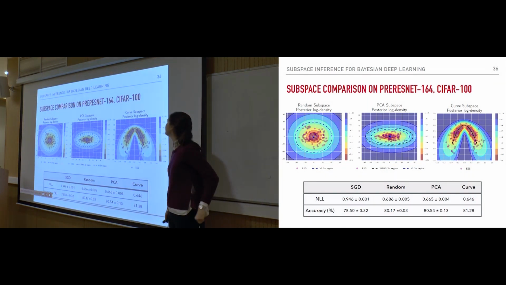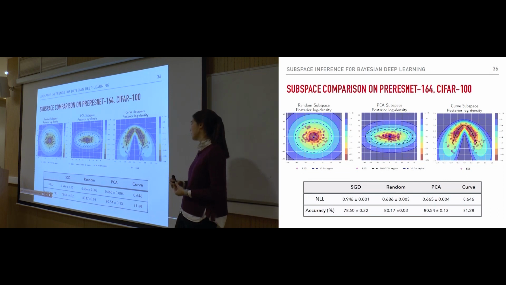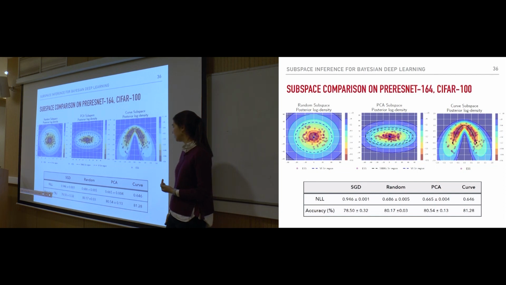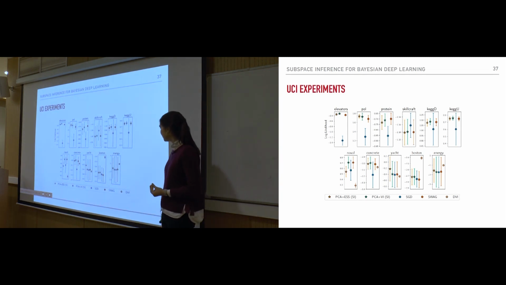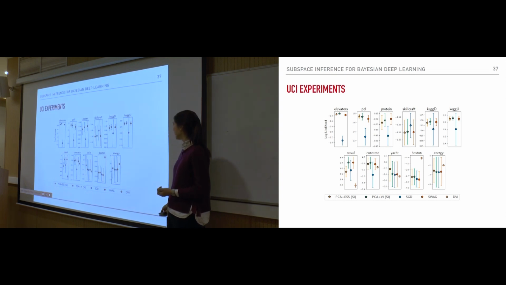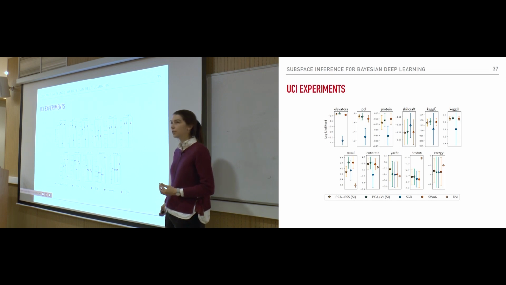For image classification experiments, we also observed the same behavior: the curve subspace is the most diverse one, and it leads to better predictions and better uncertainty in terms of negative log likelihood and accuracy. And these are some UCI experiments, with log likelihood for some of the data sets in UCI regression. For most experiments, the PCA subspace together with the ESS sampler performs comparably or better than previous methods. What is DVI? Deterministic VI. This is UCI regression with a fully connected neural network. I do not remember the exact architecture, but I think we used something like 1 or 2 hidden layers.